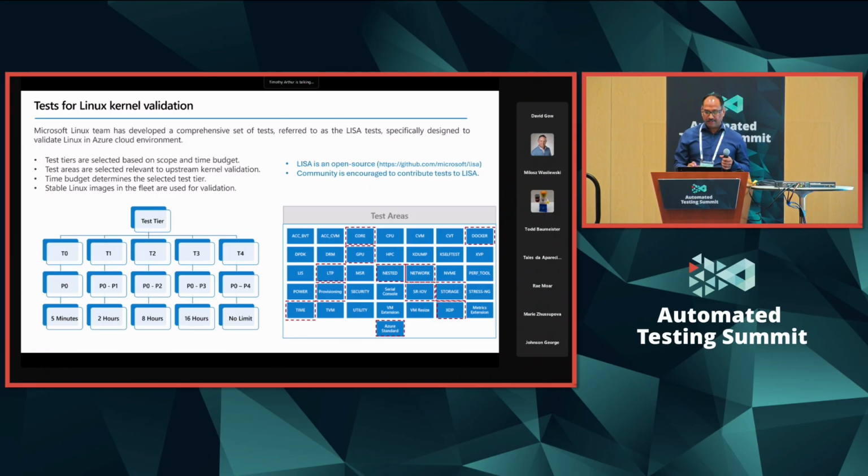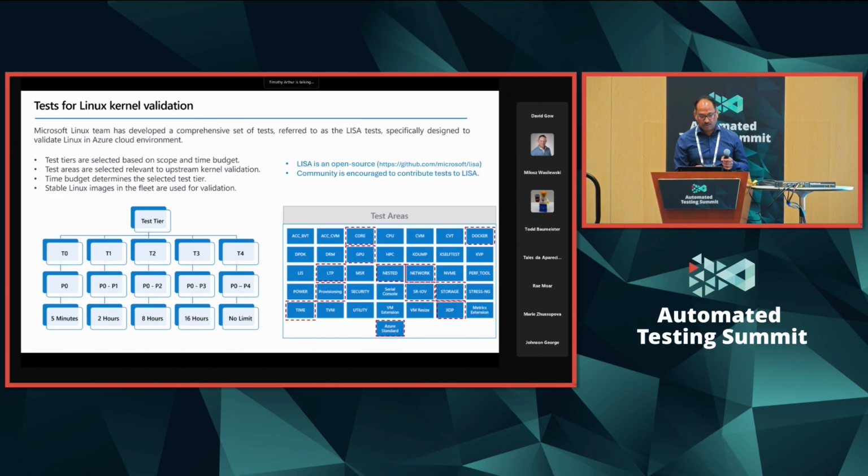Now, how do we select these tests? Test tiers are selected based on the scope and the time budget. Each test has a priority based on the importance of the test, which goes from P0 to P4. And all these tests are put into different tiers. Now, each validation is driven by a certain constraint that it can run for this much time. It cannot run infinite, right? So based on that, we can decide what test tier to pick.